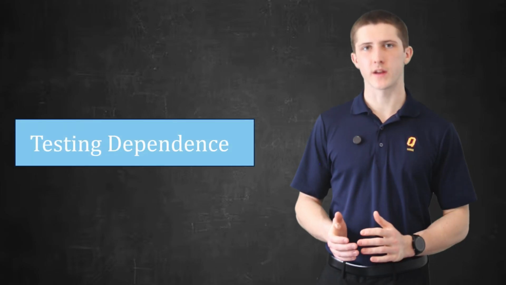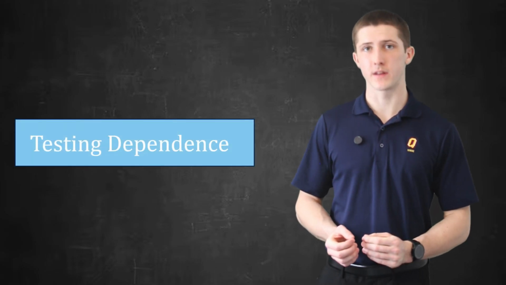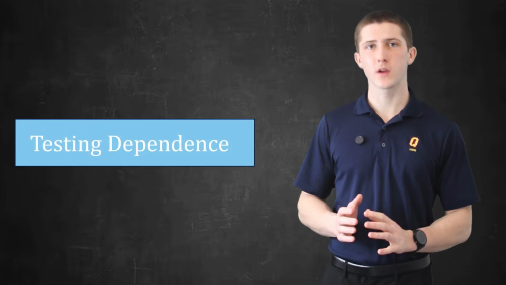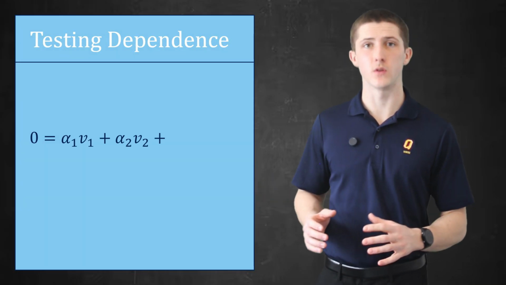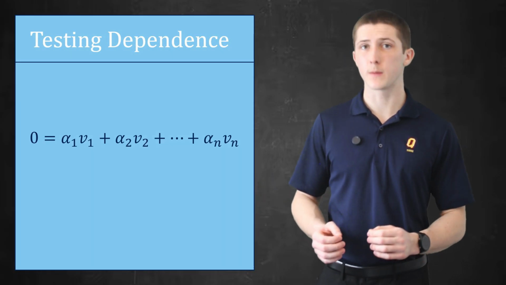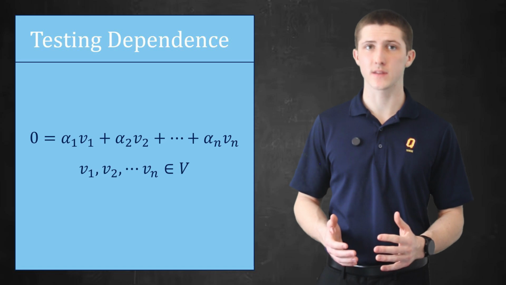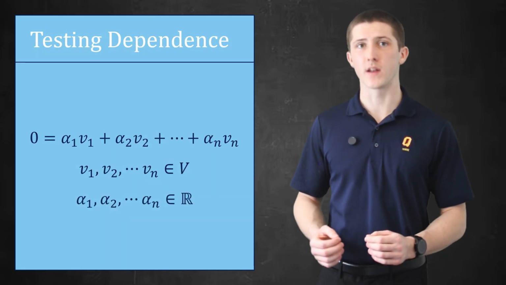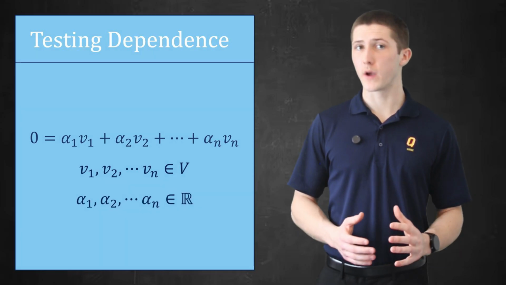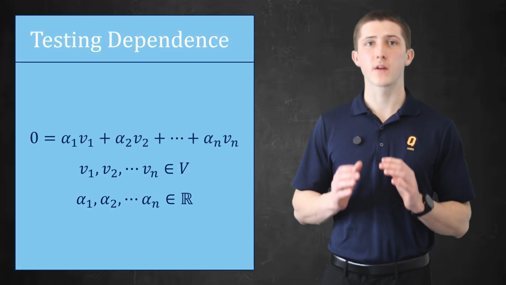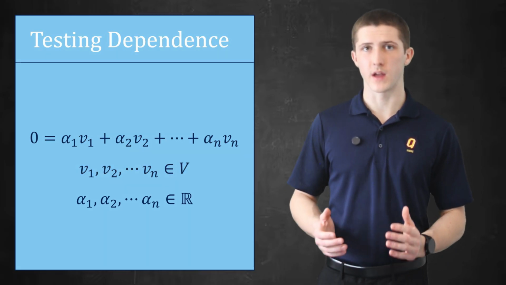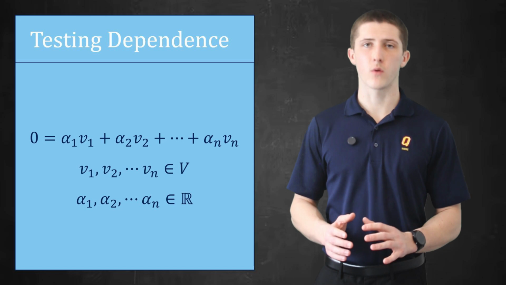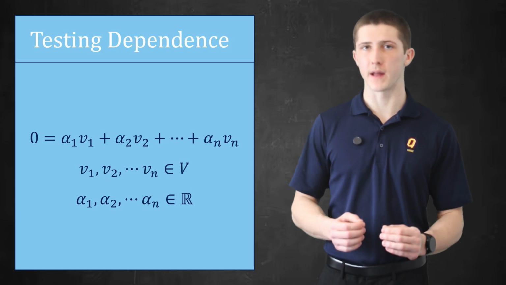If we look at a set of vectors, we can check the linear dependence of the set. If we write out the equation 0 equals alpha1 v1 plus alpha2 v2 and so on, where v1 up to vn are in the set we want to test, and alpha1 to alpha n are real numbers, if this equation admits a real solution, then there exists a vector in that set that can be formed as a linear combination of the other vectors in the set, and therefore the set is said to be linearly dependent.